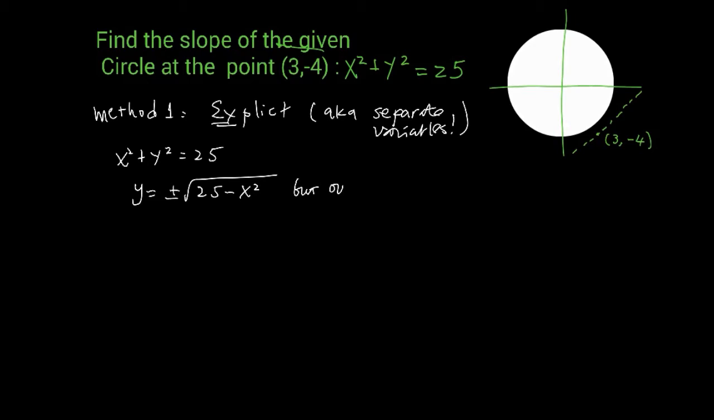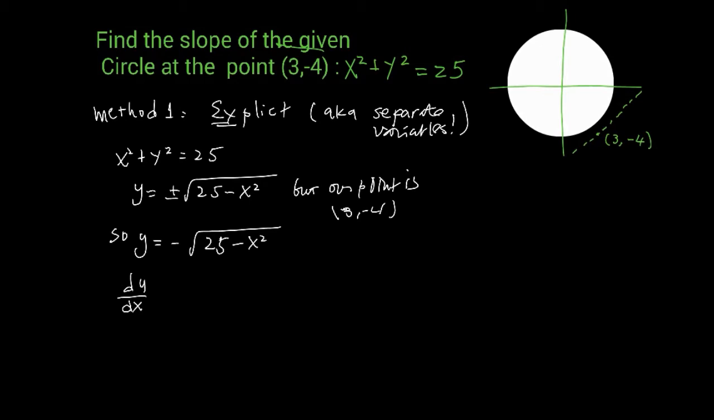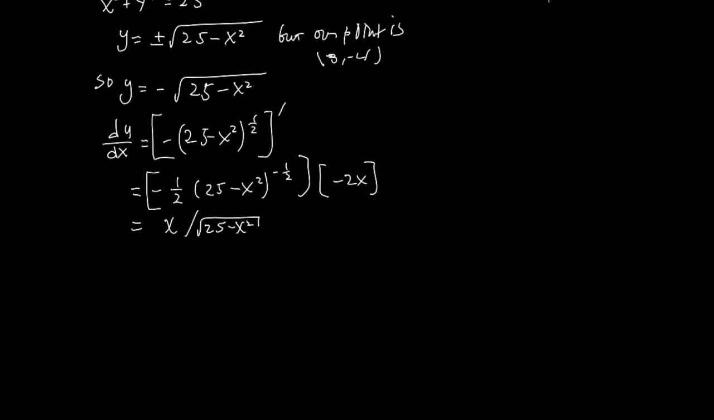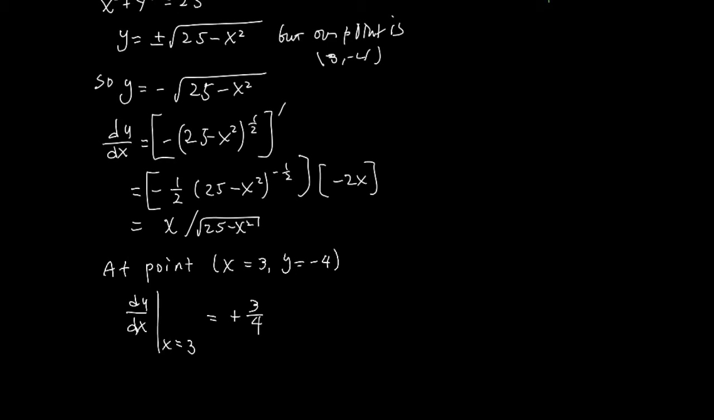So over here, what I need to do is separate my variables first. But since the point is at 3, minus 4, which is in the fourth quadrant, I'm going to use the minus curve. And dy dx from here is a little messy, but not too hard. I trust that you can pretty much do it. It's minus half to the power, times minus 2x, since I have to take the derivative of x squared in addition to taking the quadratic derivative first. Simplify a little bit, and at the point 3, minus 4, I have the value of positive 3/4.